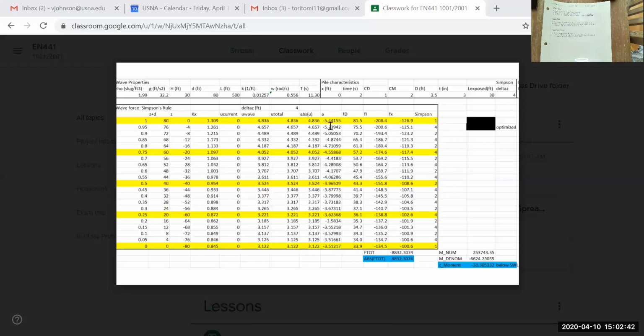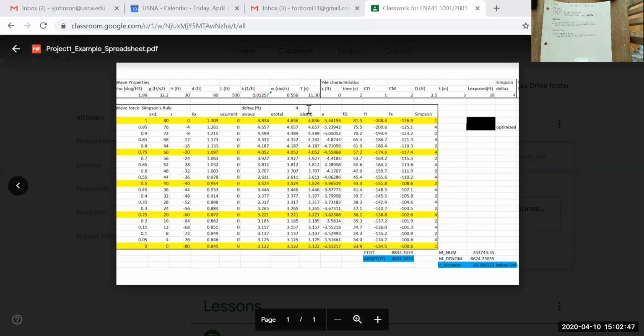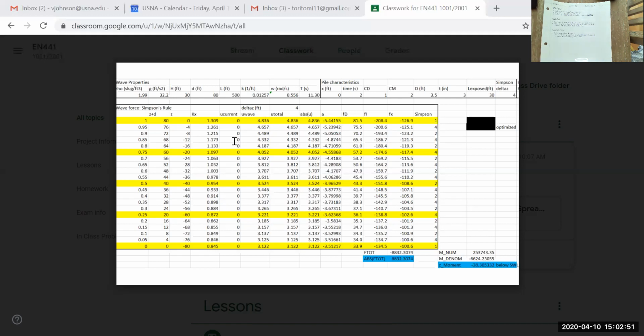Also have that equation for the x acceleration, which is again k sub x times h pi divided by t squared. That equation, look at the equation sheet, don't listen to me right now. But that'll go into the calculation of our inertial force per unit length, F sub I. And then finally, our total force per unit length is the sum of our drag force plus our inertial forces.